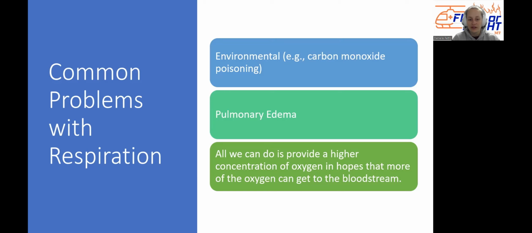We can still ventilate, we can still inhale and exhale just fine. It's just that the oxygen getting to those alveoli is having trouble getting further into that bloodstream because there's basically water in the way or fluid in the way.